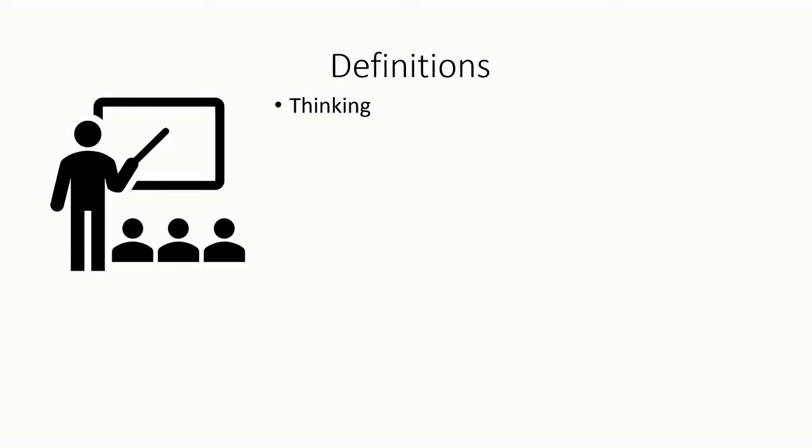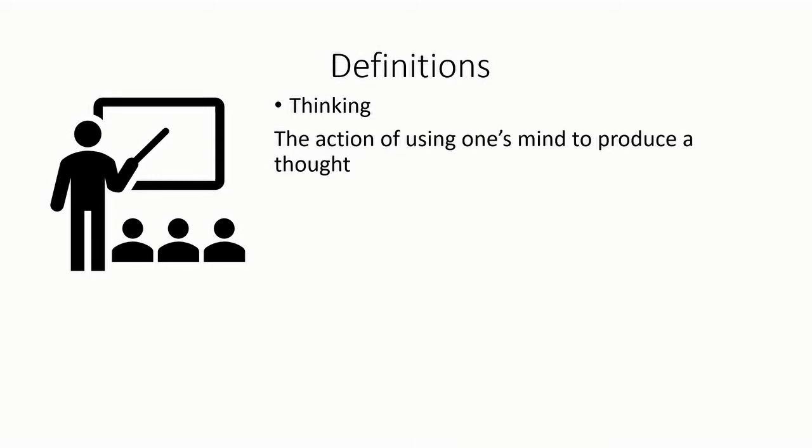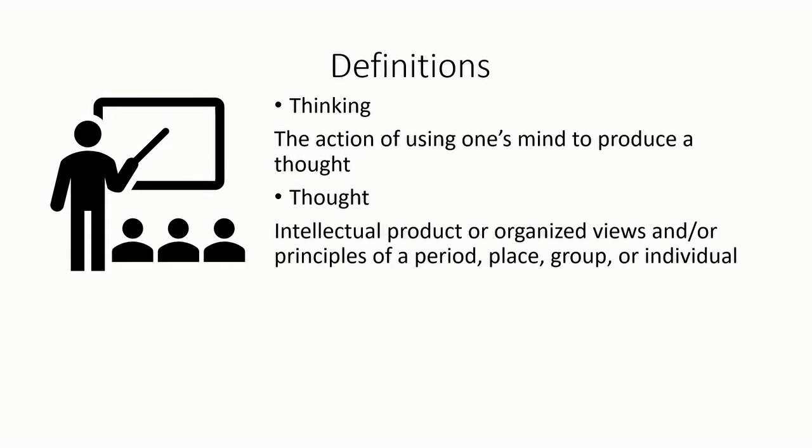So let's define thinking. The action of using one's mind to produce a thought. Very simple. That's exactly what we're doing. We are producing thoughts, or let's change the word producing to creating: producing or creating thought. So what exactly is a thought? A thought is an intellectual product or organized views and or principles of a period, place, group, or individual.